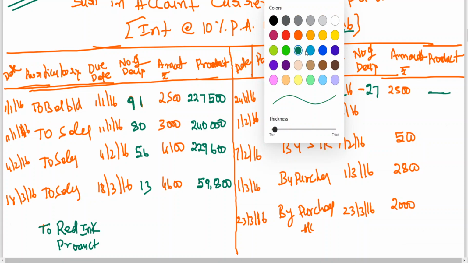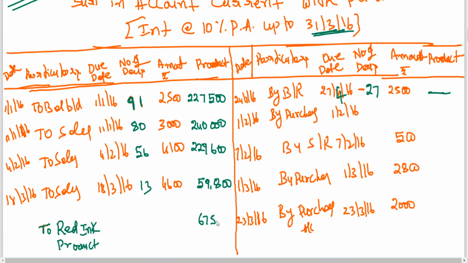Clear to all of you? So what is to be done? 27 days into 2,500 is coming to 67,500. So the credit side negative amount, negative product, because you are getting minus, product also will be negative. Whenever you have number of days as a negative on the credit side, the product should be written on the debit side. Then calculation becomes easy. I repeat once again. Negative days on the credit side, that negative into amount, the product you write on the debit side. If you get negative on the debit side, the product will go to the other side. This is called red ink product. Okay, then this is completed.